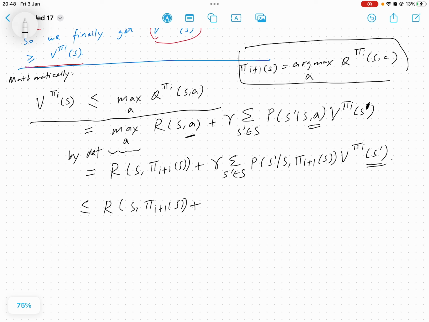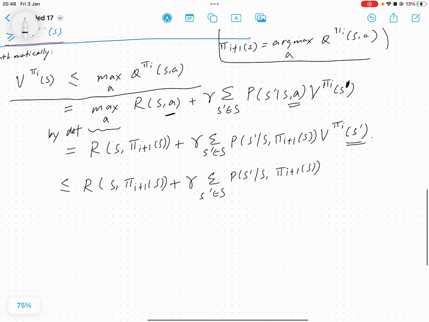Okay, plus gamma summation over s prime, p(s prime | s, pi_{i+1}(s)) times V. So we can simply replace this V using the Q, right? And by taking the maximization, that would be greater than or equal to the thing above. But here, be careful, we're choosing some new action a prime because we're under the state s prime. So that would be the maximization of Q pi_i(s prime, a prime).